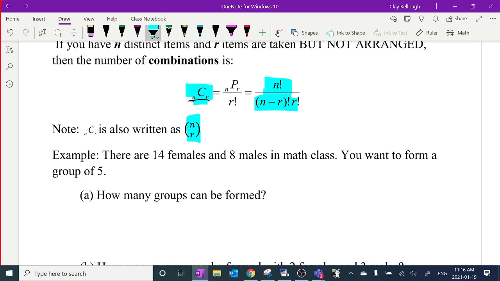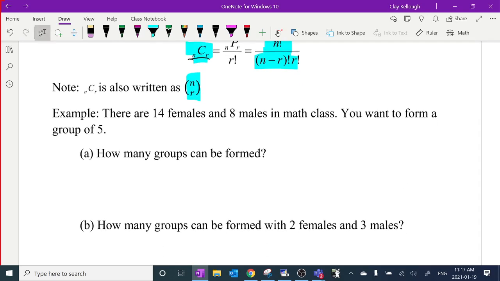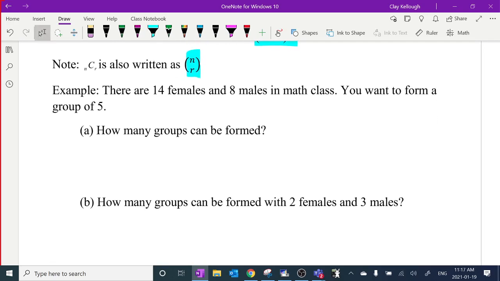And again, if I choose 3 people at random, it doesn't matter what order I chose them, it's the same 3 people. Okay? So for example, there are 14 females and 8 males in a math class. You want to form a group of 5. How many groups can be formed?